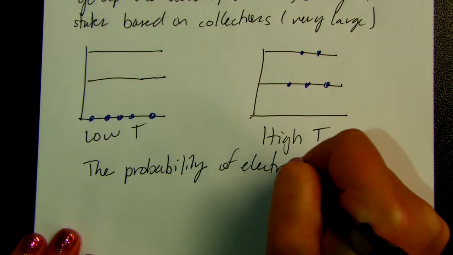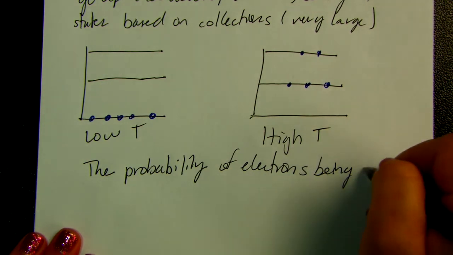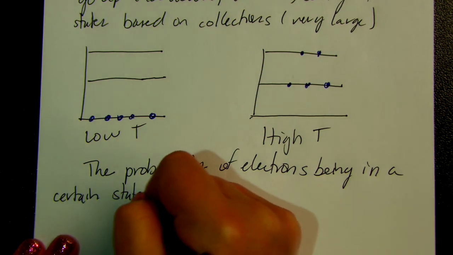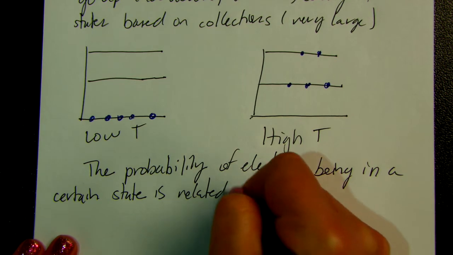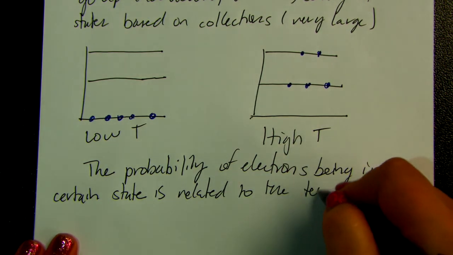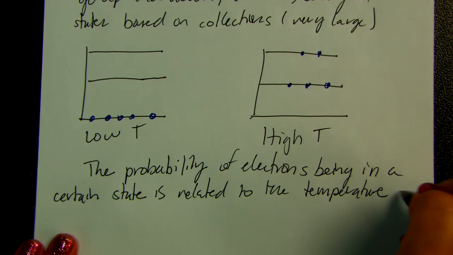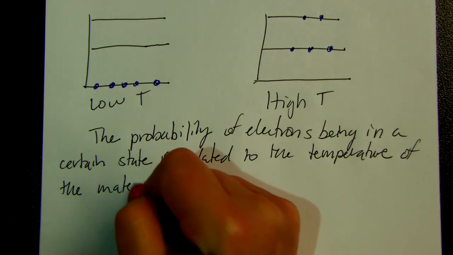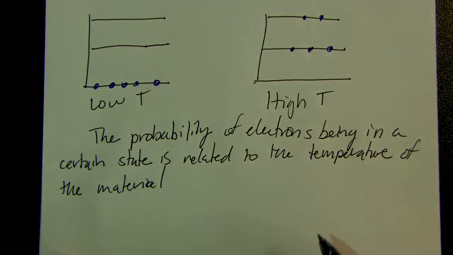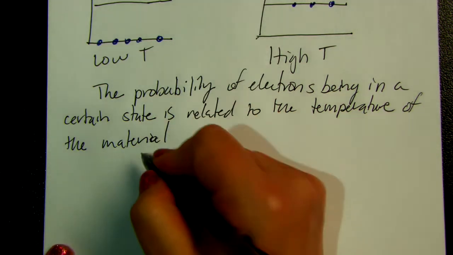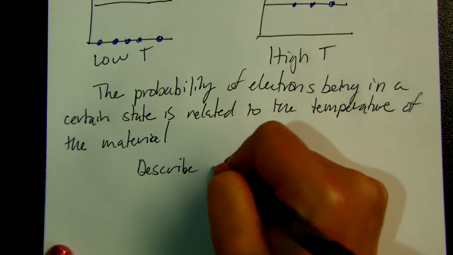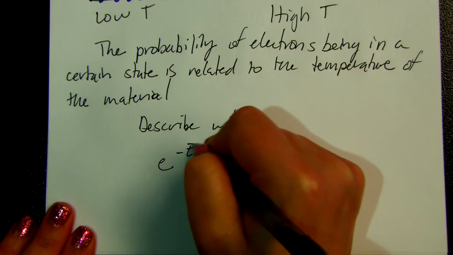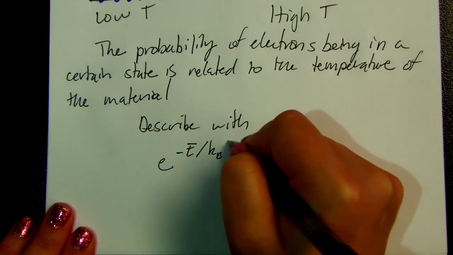So what we are stating generally is the probability of electrons being in a certain state is related to the temperature of the material. And we can describe this relationship with the following equation: e to the minus E over k sub B T.